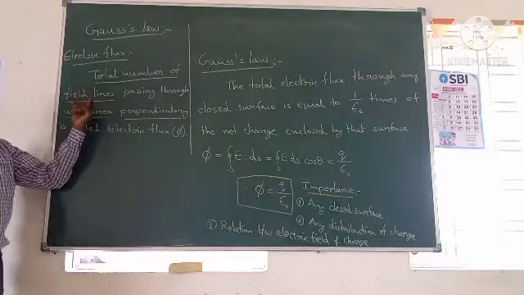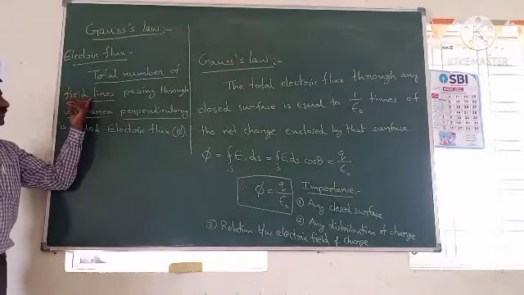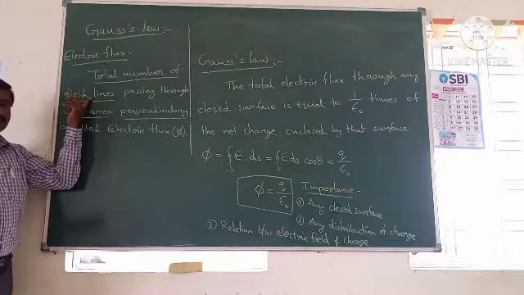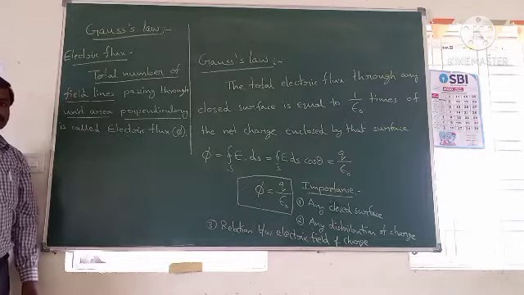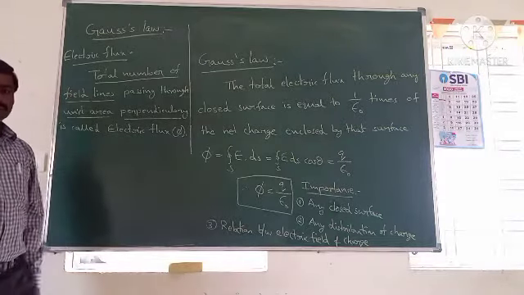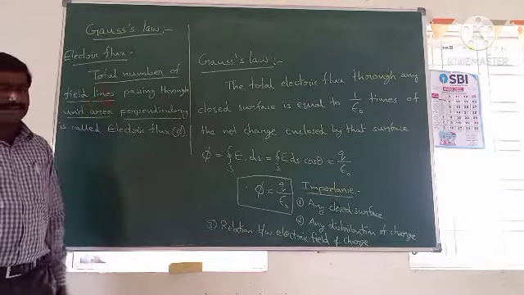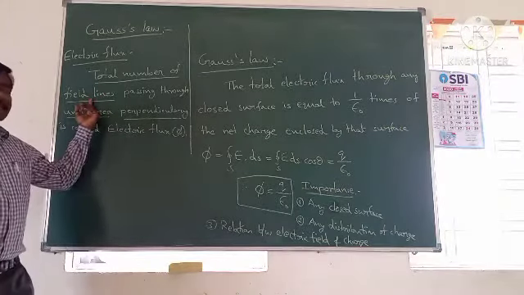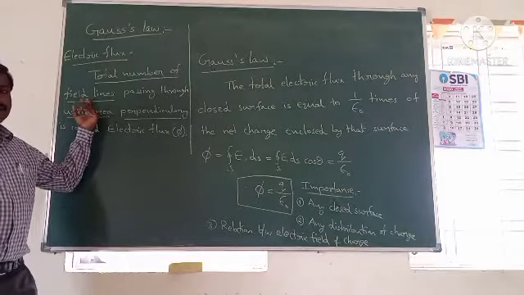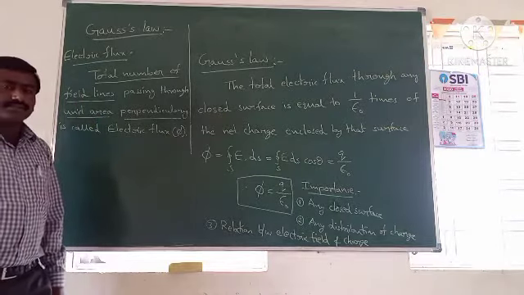So total number of field lines. Field lines means electric lines of force. What is electric lines of force? The path taken by a unit positive charge. We discussed field lines or electric lines of force in the last class. The path taken by a unit positive charge is called a field line or electric line of force.